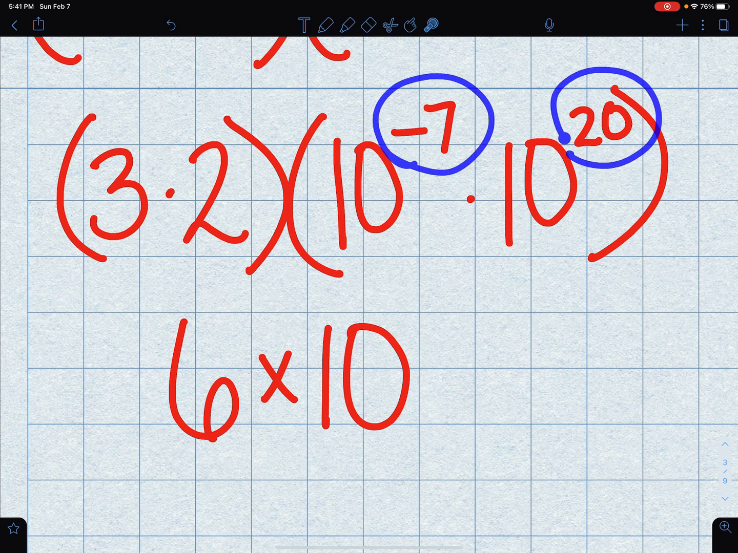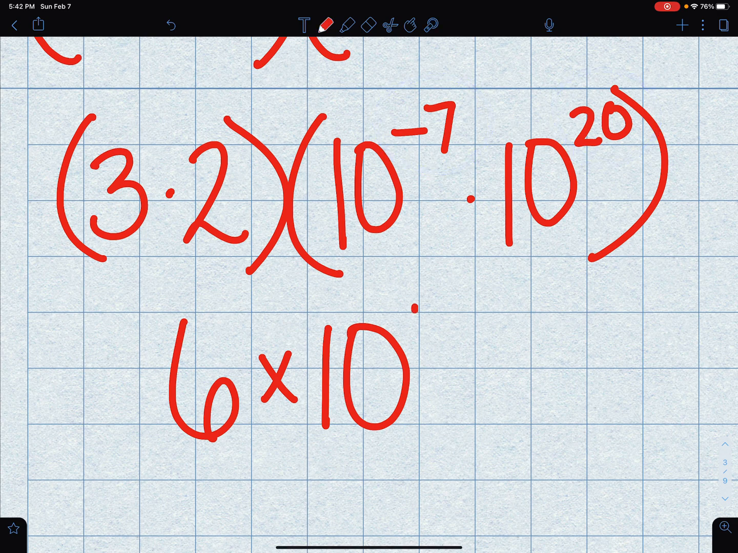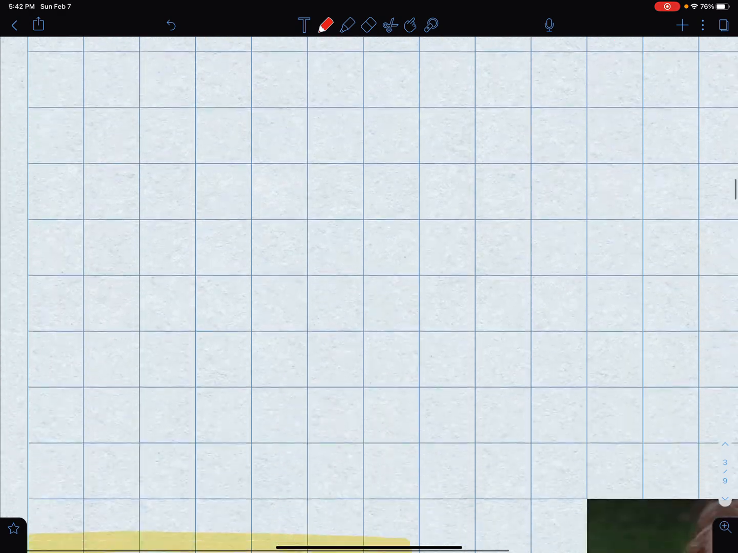And what do we do to these exponents? We need to add the exponents whenever we're multiplying. So it's basically negative 7 plus 20, which is 13. 20 minus 7 is 13. So it's 6 times 10 to the 13th. This is kind of nice because you don't even need a calculator and you're actually multiplying humongous numbers and tiny numbers. So that's the answer there.